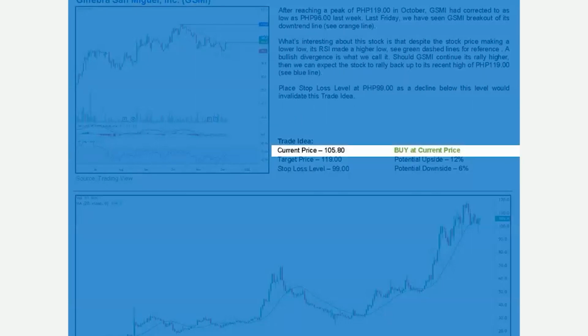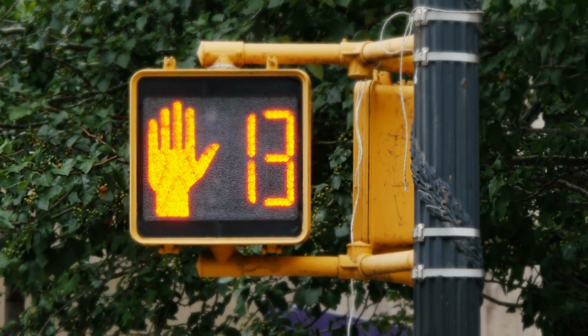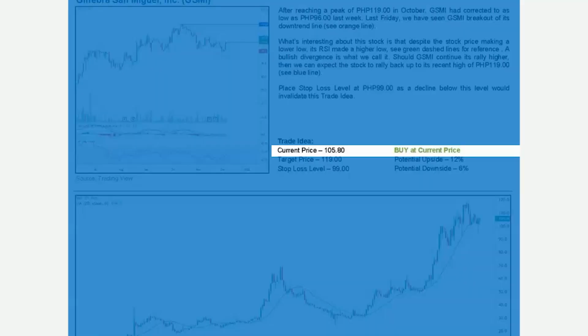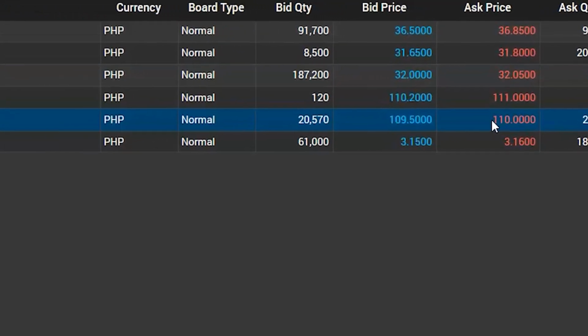We know that GSMI is trading at a current price of 105.80 pesos, and we also have buy at current price, which means that BDO Securities believes that at the current price of 105.80 pesos, GSMI is a good buy. Now it's important to remember that this buy price of 105.80 pesos is the level where you should only buy the stock. So if the stock's current price is still below this level, it means that you should wait until the level indicated as the buy is actually hit before you execute a trade. So before I would put a buy order in for GSMI, I would definitely want to check the price of the stock, especially if I'm not looking at this the day that this is published.